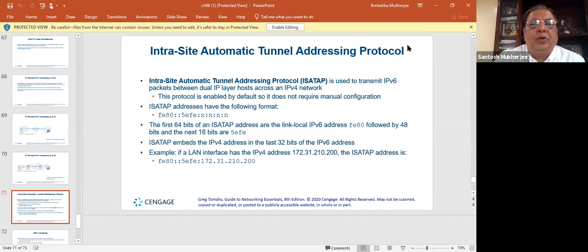Intra-site Automatic Tunnel Addressing Protocol. ISATAP is used to transmit IPv6 packets between dual IP layer hosts across an IPv4 network. So we have two layers. Initially, we said that IPv6 has the capability of having two layers of IP. That is the major distinction. This protocol is enabled by default, so it does not require any manual configuration. By default, it can configure the first 64 bits of an address and a link-local address. So this is the whole thing. It happens while tunneling between IPv6 and IPv4, in the Intra-site Automatic Tunnel Addressing Protocol.